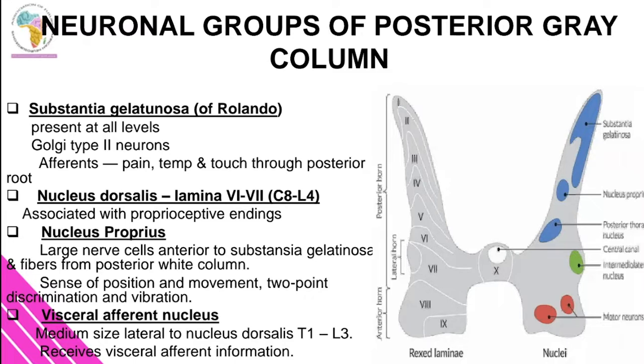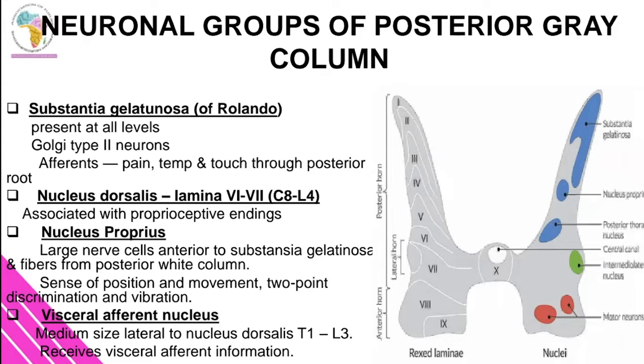Then as it ascends up the spinal cord, it further becomes a specific nucleus of the medulla, which is the spinal trigeminal nucleus. It's what it becomes. So as it ascends up the spinal cord, it further becomes the spinal trigeminal nucleus in the medulla.